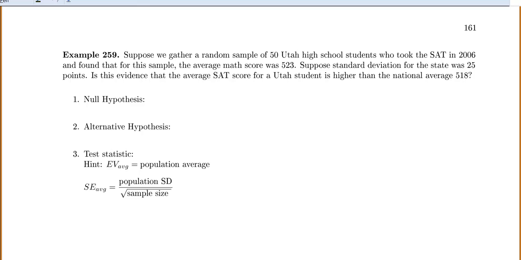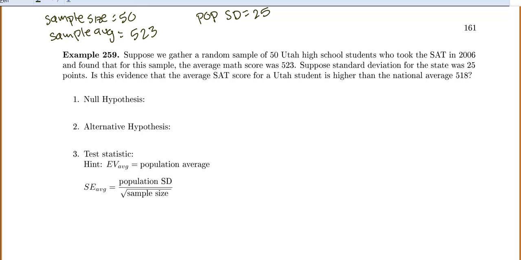Let's first go through and write down our information. So we had a sample of 50, so my sample size n equals 50. For this sample, my sample average equals 523. Suppose the standard deviation for the state was 25 points, so my population SD equals 25. Is this evidence that the average SAT score for a Utah student is higher than the national average of 518? So we are comparing to 518.